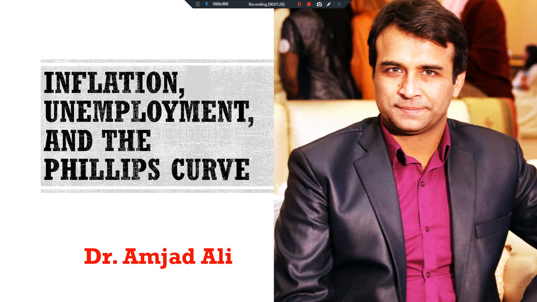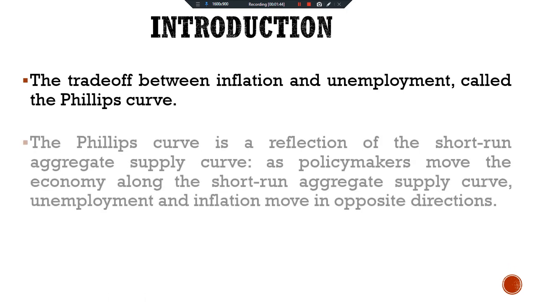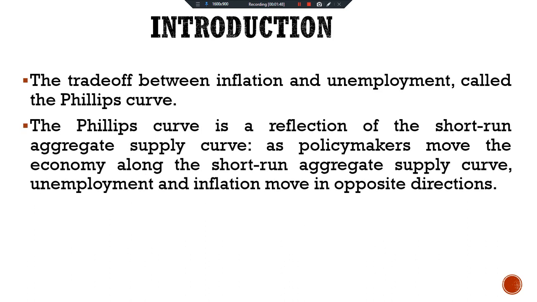So in this video we are going to discuss inflation, unemployment and the Phillips curve. So let's make the introduction here. The trade-off between inflation and unemployment is called the Phillips curve. The Phillips curve is a reflection of the short-run aggregate supply curve. As policymakers move the economy along the short-run aggregate supply curve, unemployment and inflation move in opposite directions.